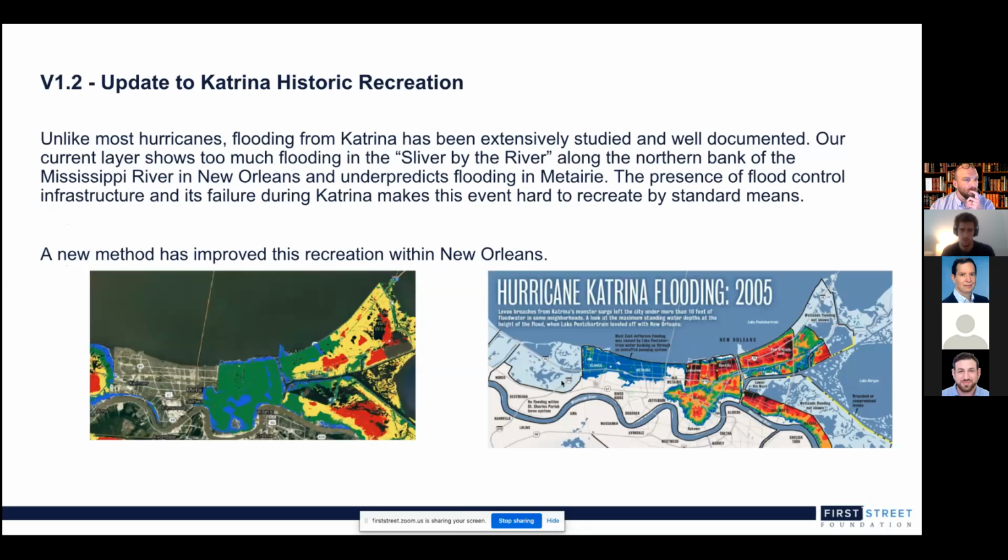In addition to that, we're also making some updates specifically to our representation of Hurricane Katrina, which has been very well mapped in the past. The recreation that we had didn't exactly match in a few areas what the actual experience was. So we got new high water mark data and extracted that from a few different sources, and have been able to create a more accurate representation, particularly within New Orleans itself, which is obviously a very difficult and tricky area to model because of all the infrastructure that's already there. But we feel pretty confident in the new version that will be coming out in 1.2.